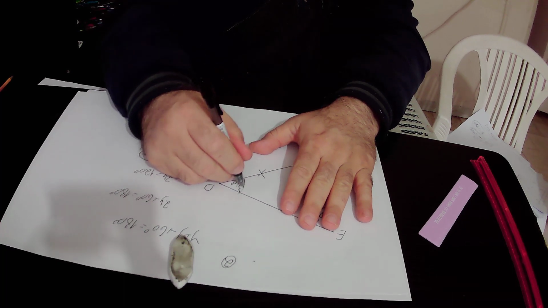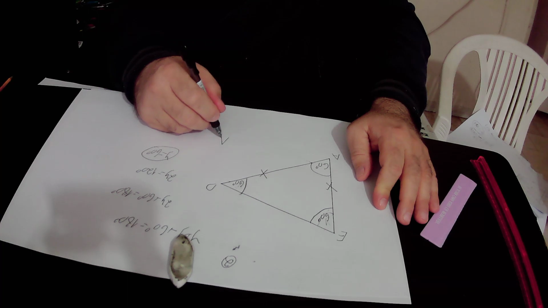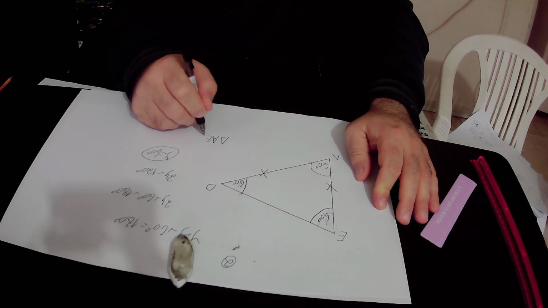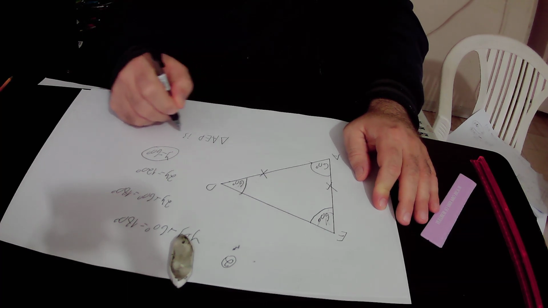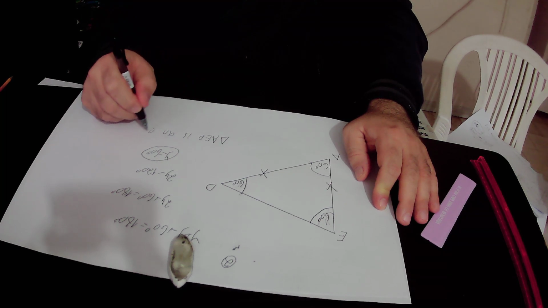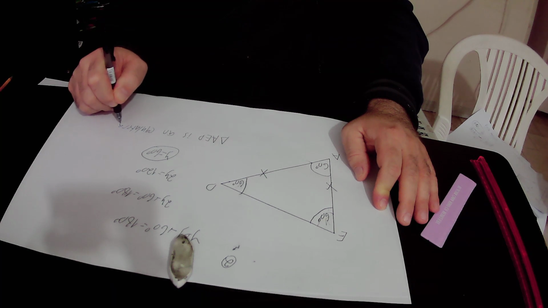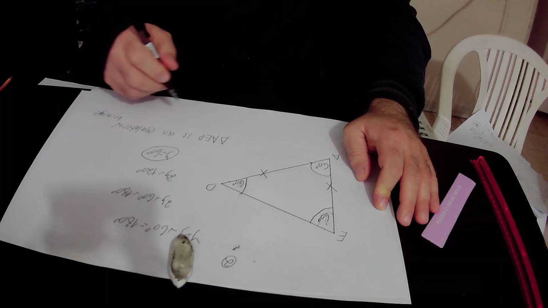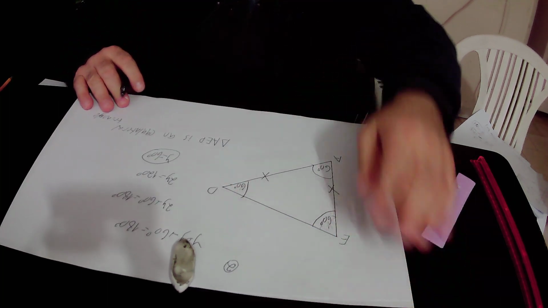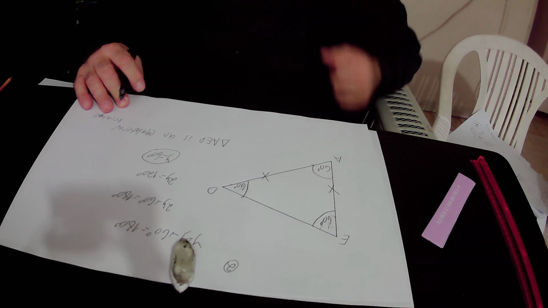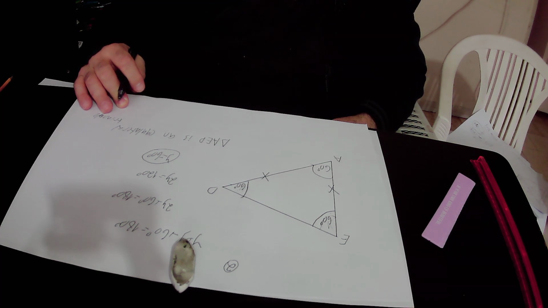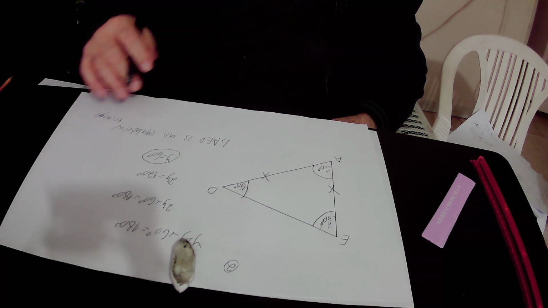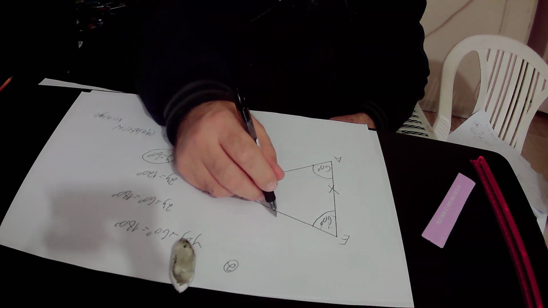So actually we found out that triangle AED is an equilateral triangle, because all of its angles are equal to 60 degrees, and we know that in any equilateral triangle all the sides are equal to each other, so ED must also be equal to x.